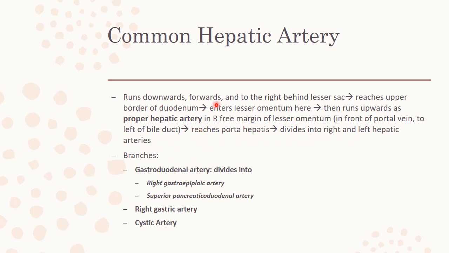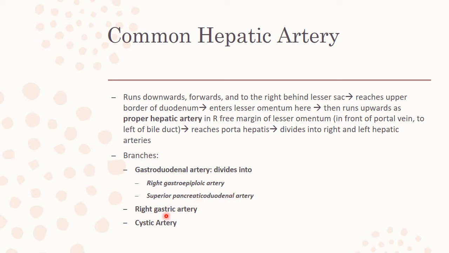We will visualize this course in just a minute. The major branches of this artery are the gastroduodenal artery, which divides further into the right gastroepiploic artery and the superior pancreaticoduodenal artery.